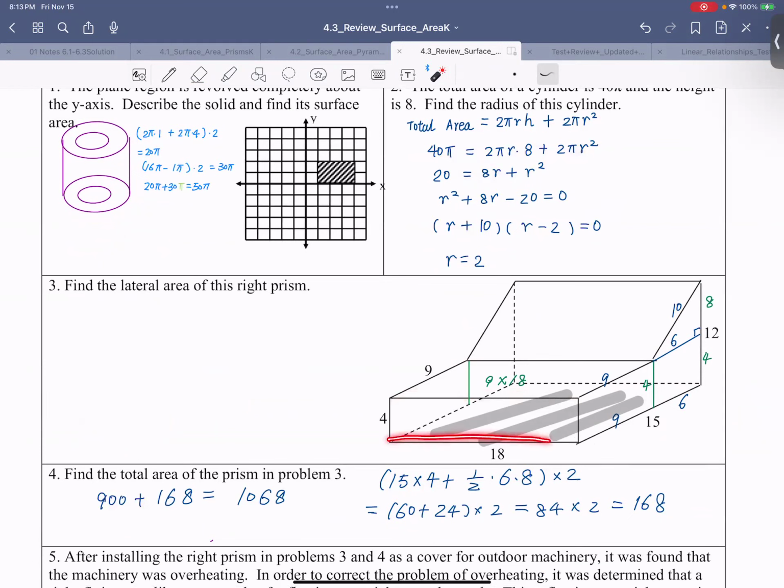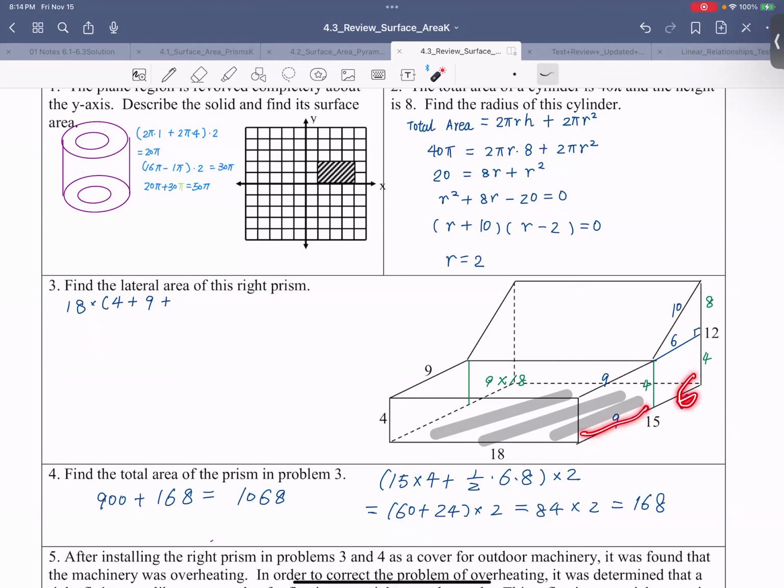You can treat this 18. 18 is the same distance all over here. So you put 18 in the front. 18 times who? Go. 18 times 4. Good. Plus 18 times 9. So if you put 18 outside, okay? Plus, see here. This is 15. This is 9.